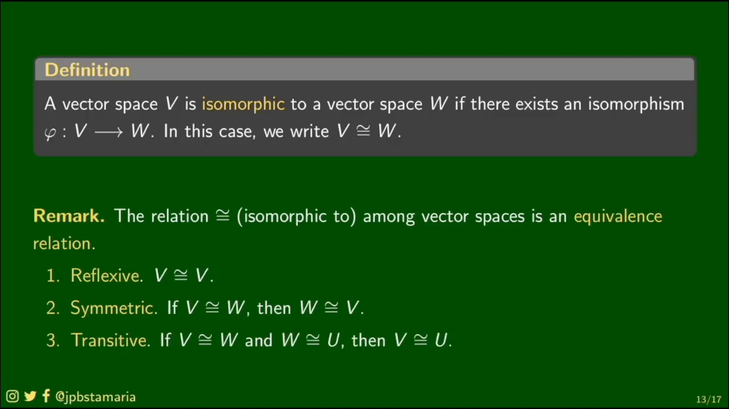Transitive. If V is isomorphic to W, so there's an isomorphism over here, and W is isomorphic to U, so there's an isomorphism over here, then according to this theorem, V is isomorphic to U. That is because you could actually take the composition of these two isomorphisms. We know that compositions of isomorphisms is again an isomorphism. So there's an isomorphism from V to U, therefore V is isomorphic to U. Right?